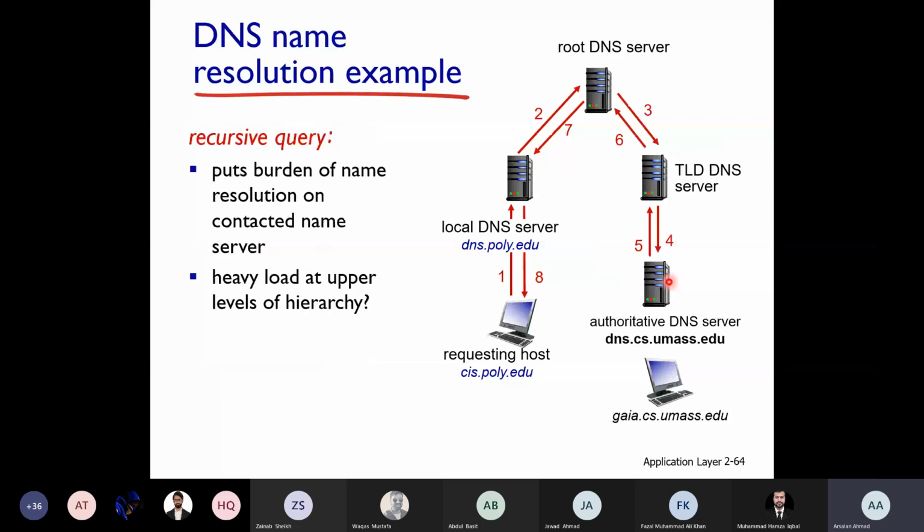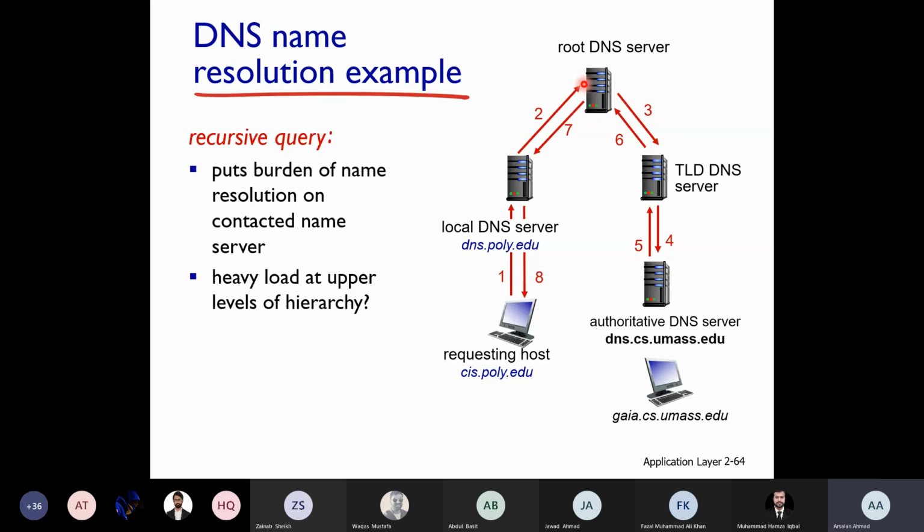Okay, let's have a look at the way recursive resolution will be done. So the requesting host, again, the 1 and 8, they do not change, but the other things they change. Let's follow the process. The requesting host asks the local name server, where is gia.cs.umass.edu, and it does not have it in the cache. The cache is empty. It will ask the root name server. The root says, okay, wait, I will ask and I will let you know.